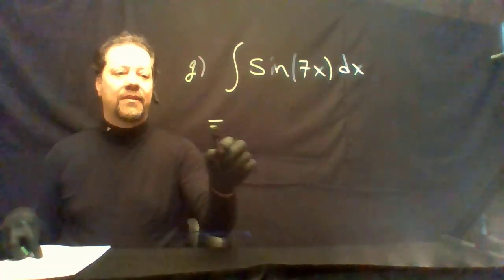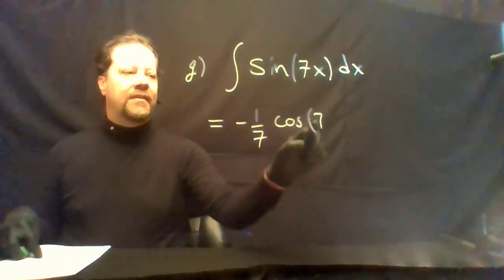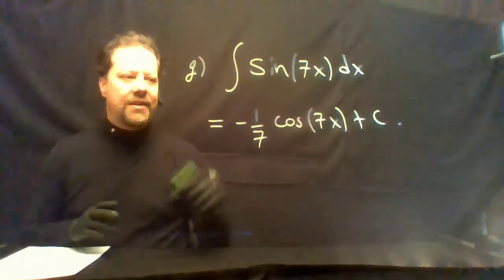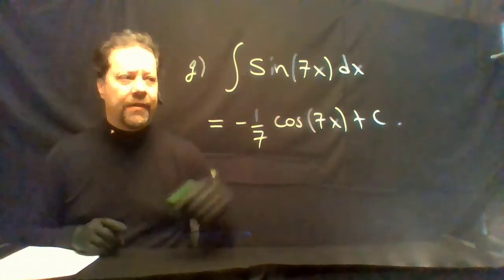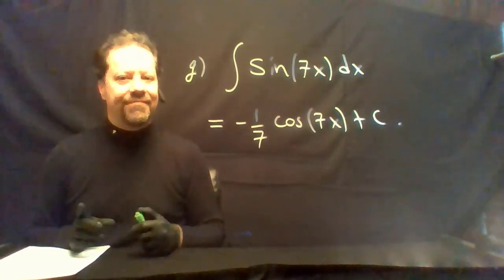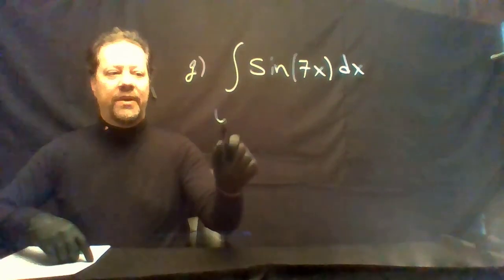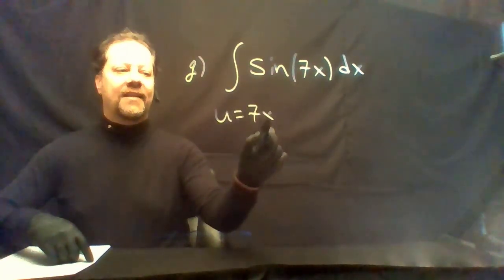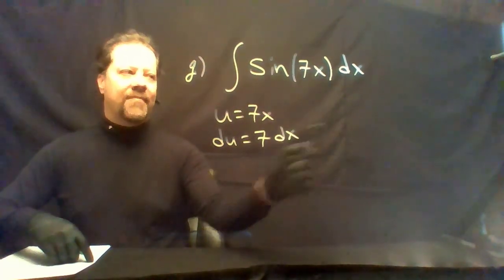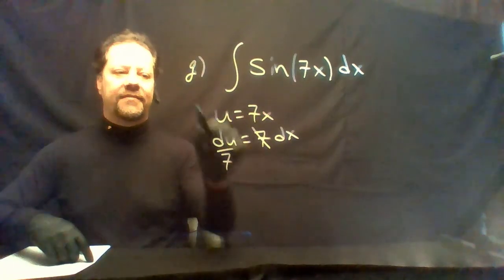You should know the answer is minus 1/7 cosine 7x plus c. But let's suppose that you didn't know that because you forgot that you're supposed to divide by the 7 when you calculate these integrals. We can still use a u substitution. We could try u equals 7x so that du is 7 dx. I have the dx but not the 7, so I'll have to divide the 7 off.